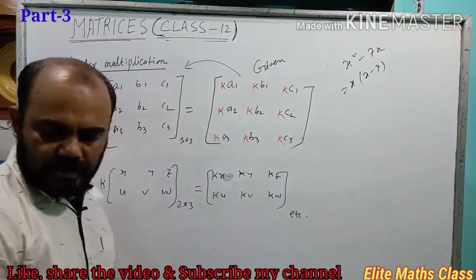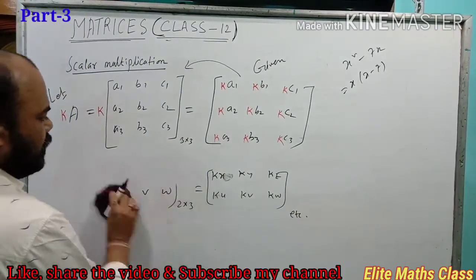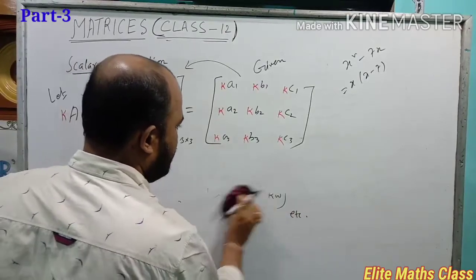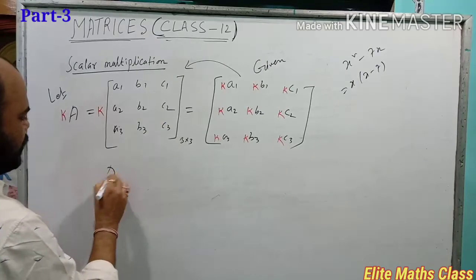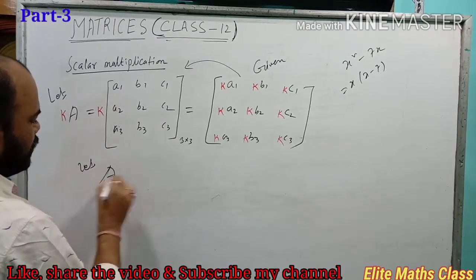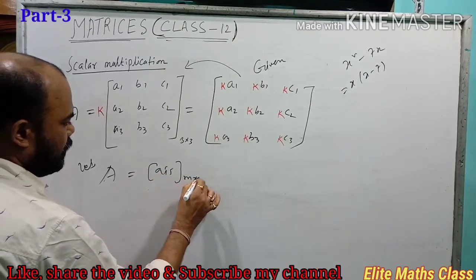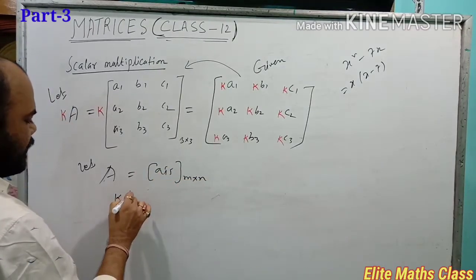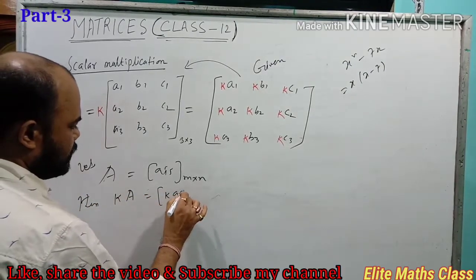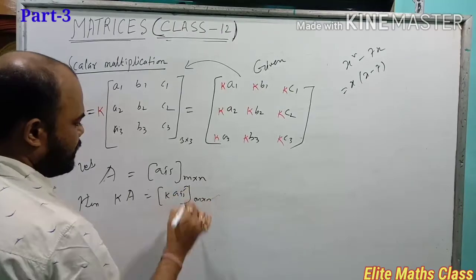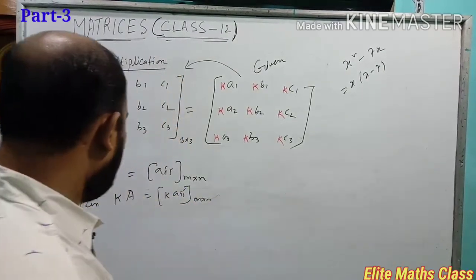Now see some properties of scalar multiplication. What properties? The first thing is, here another thing, say in general form, let A be an m by n matrix, k is any scalar, then what will be kA? This will be k a_ij of order m by n. The order of the matrix will be unchanged and this scalar will be multiplied to every element of the matrix.